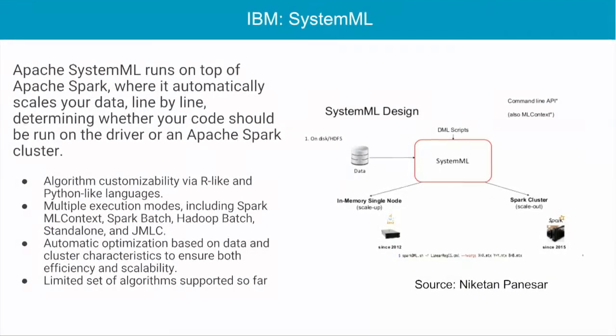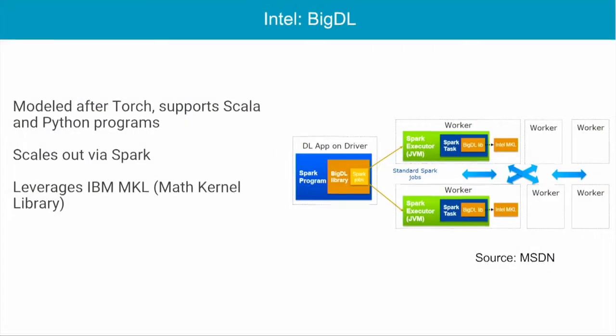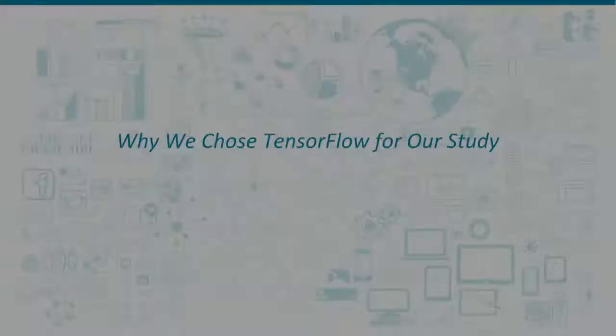SystemML is another one. This was a little less mature, but it has some interesting functionality. It'll actually automatically optimize, to some degree, your network and your runtime hyperparameters based off of data and cluster characteristics that you provide for it at runtime. So this one's pretty interesting. BigDL, which is IBM's or Intel's offering. It's an overview of this.